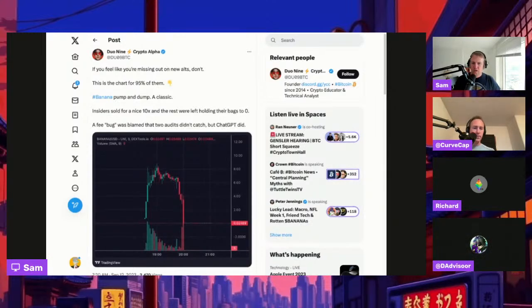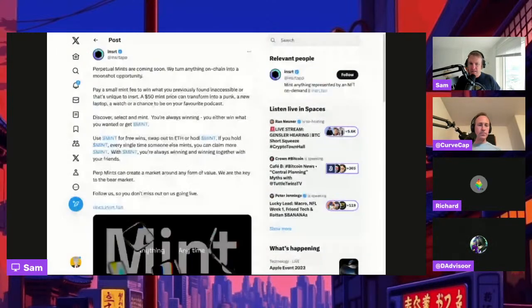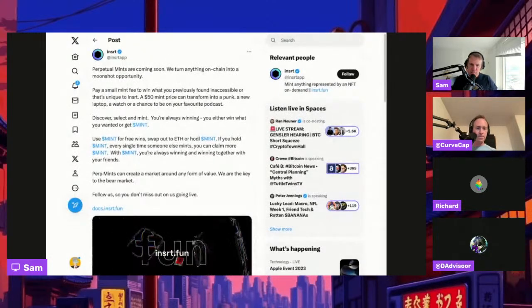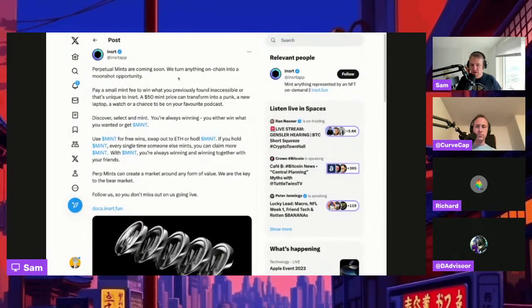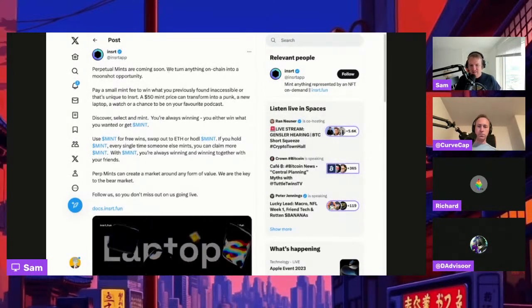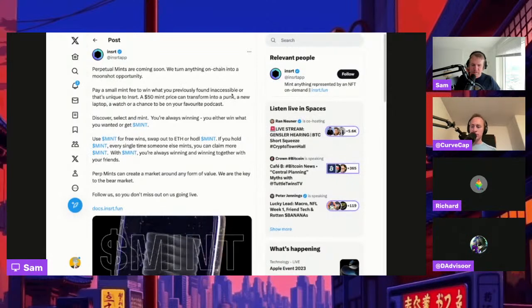Yeah. So we also had an announcement from Insert saying they are launching perpetual mints, so they can turn anything on chain into a moonshot opportunity. DeFi Advisor, you know more about this, right?